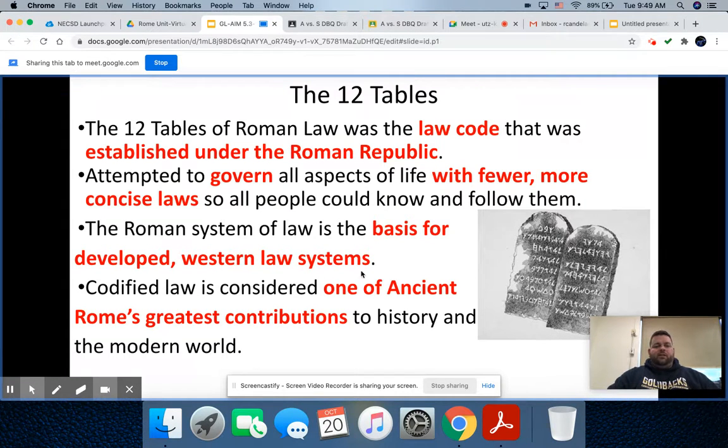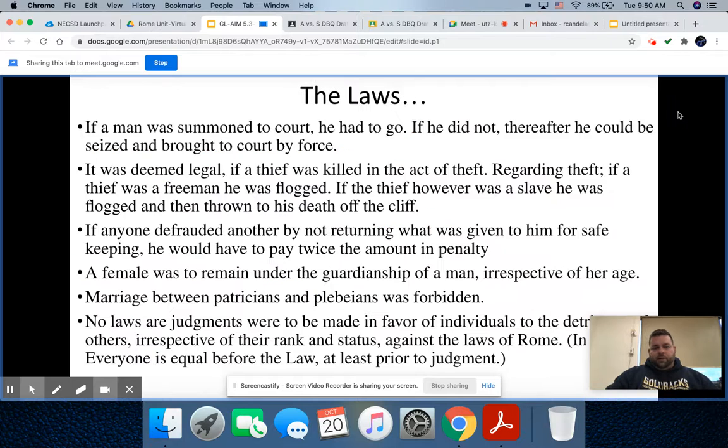Codified law is considered one of ancient Rome's greatest contributions to history and the modern world. Spoiler alert, at the end of this unit, I will show you some practice multiple choice questions that New York State has used in the past. These two things are a recurring theme in a lot of the questions they ask, so it's important that you understand that.